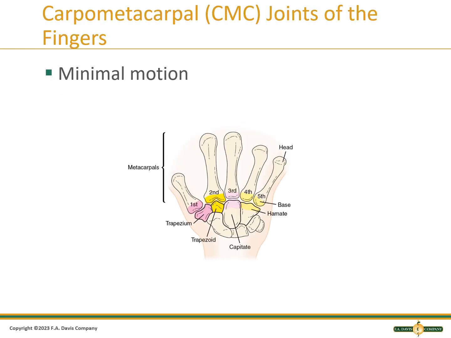We can see we have a lot of movement at the CMC joint of the thumb, but the CMC joints of the fingers have very minimal motion because of their orientation and positioning. So we're not going to talk too much about measurements of those because we don't have to worry about how much they move.